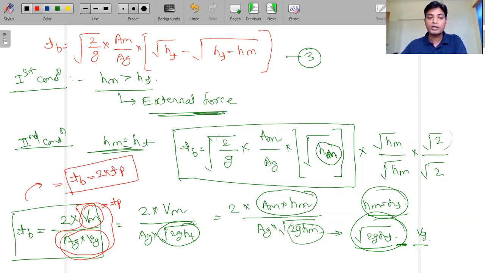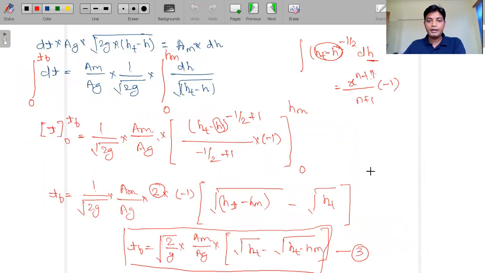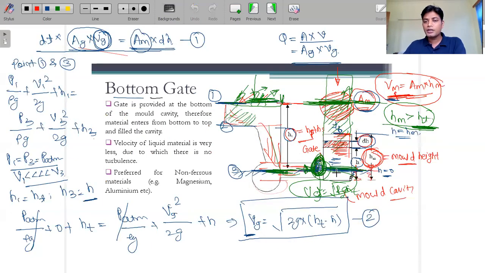So this is the conclusion. Please keep this in mind. The time required to fill the same amount of the mold cavity by using the bottom gate will be equal to twice that of the top gate when we are filling the same amount of the mold cavity by using the top gate.